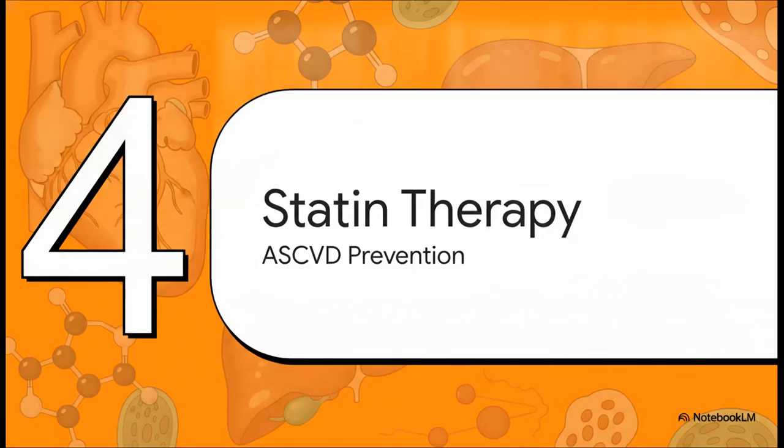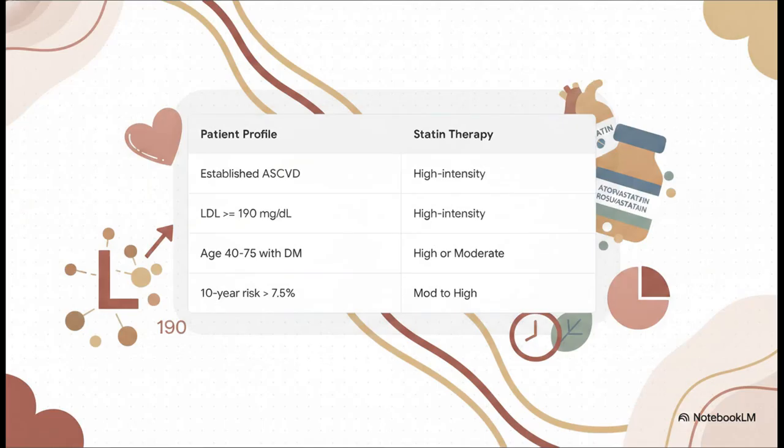On to Section 4, statin therapy and myopathy for ASCVD prevention. The rules for statin intensity are pretty clear-cut. If you have a patient needing secondary prevention for established atherosclerotic disease, or literally anyone with an LDL of 190 or higher, you start them on high-intensity statins immediately. We're talking atorvastatin 40 to 80 milligrams or rosuvastatin 20 to 40 milligrams. For diabetic patients between the ages of 40 and 75, their specific 10-year ASCVD risk is what dictates whether you go with high or just moderate intensity therapy.